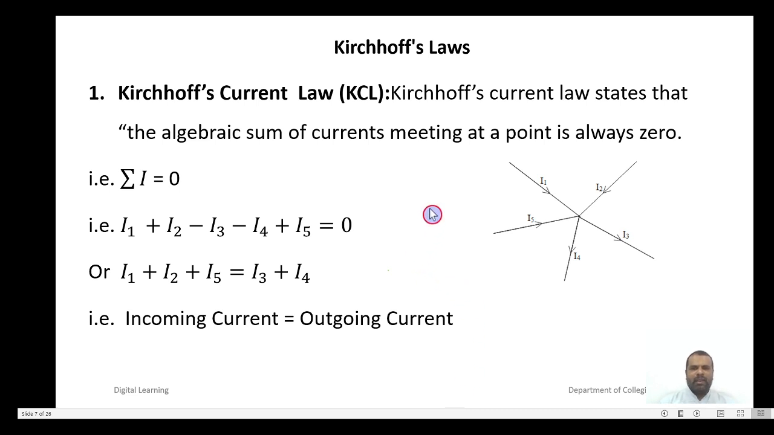Now we can write this as I1 plus I2 minus I3 minus I4 plus I5 is equal to 0. Here we have considered that the current which is moving towards the point is taken as positive and the current which is moving away from the point is taken as negative. Now this equation can also be written as I1 plus I2 plus I5 is equal to I3 plus I4. That is, incoming current is equal to outgoing current.